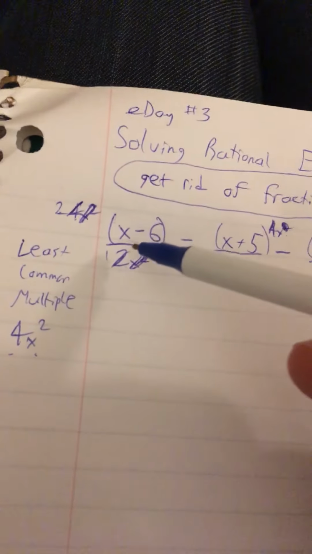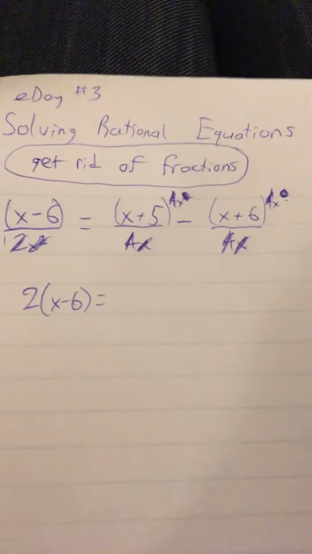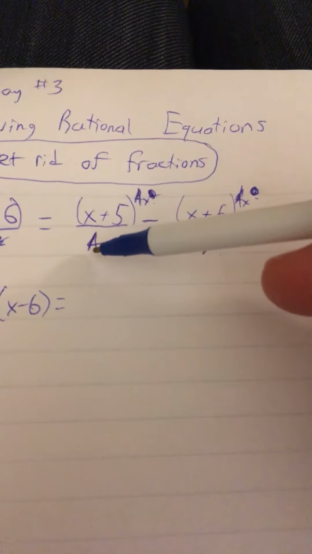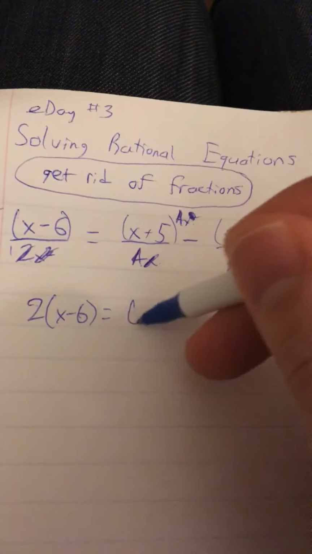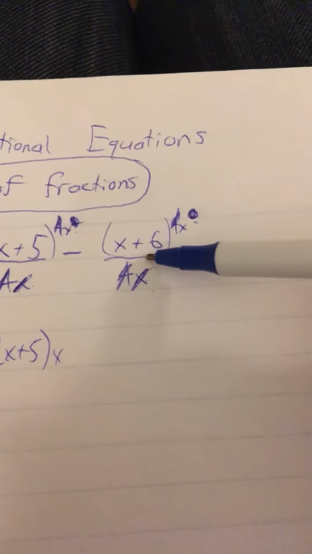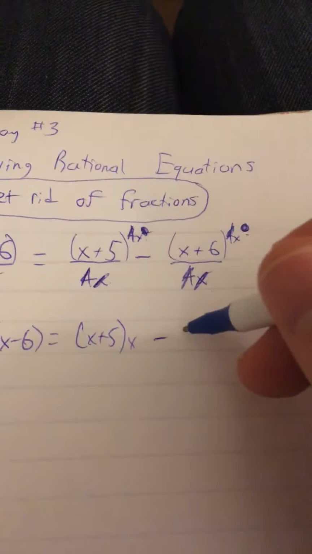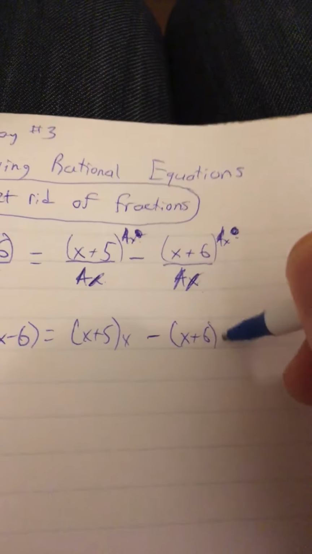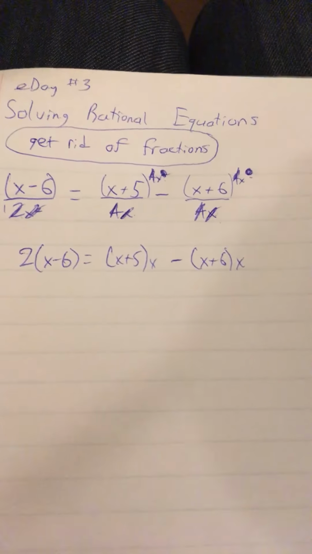So when I go to bring down, I've got a 2 here, x minus 6, and nothing on the bottom besides a 1, and I don't need the 1. So 2 times x minus 6. Okay. Here, both things on the bottom cancel, so it's just left with an x, so x plus 5 times x. Same thing here. X plus 6 is left with an x as the only other thing, minus in front. Minus x plus 6 times x. All right. You are all probably good from here.